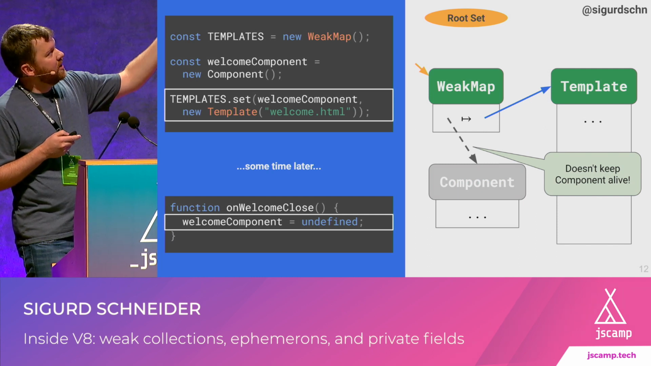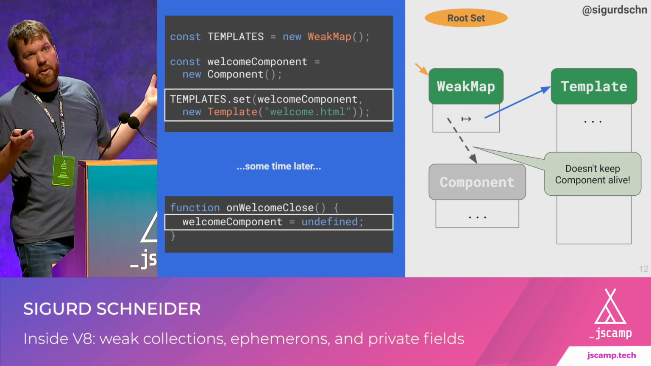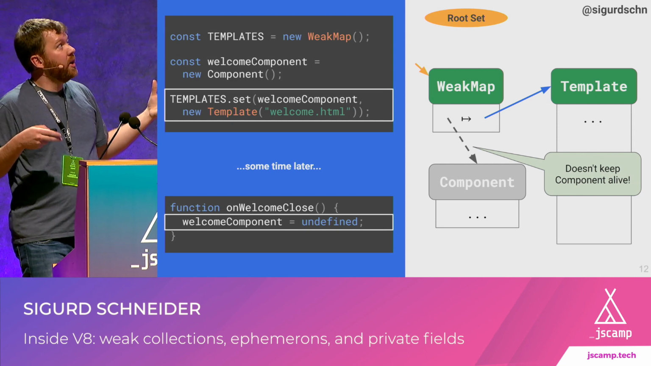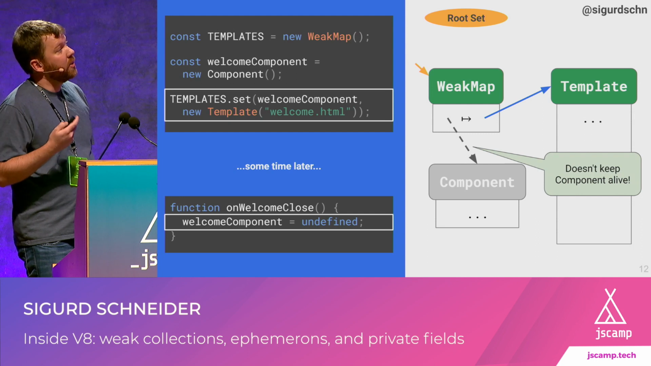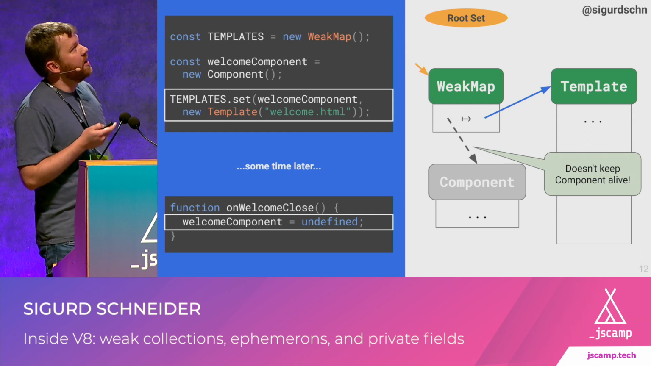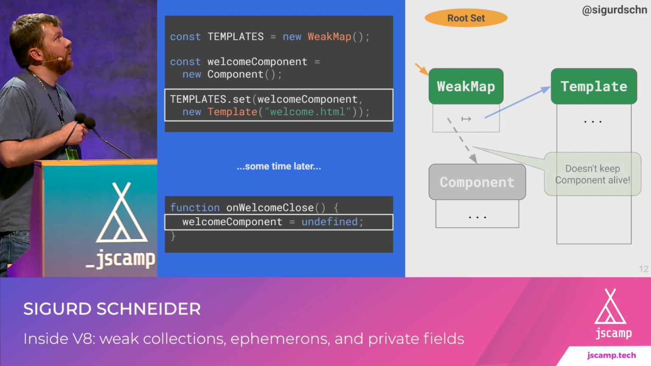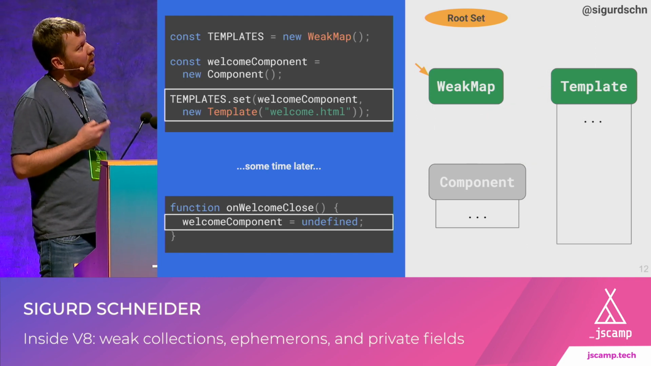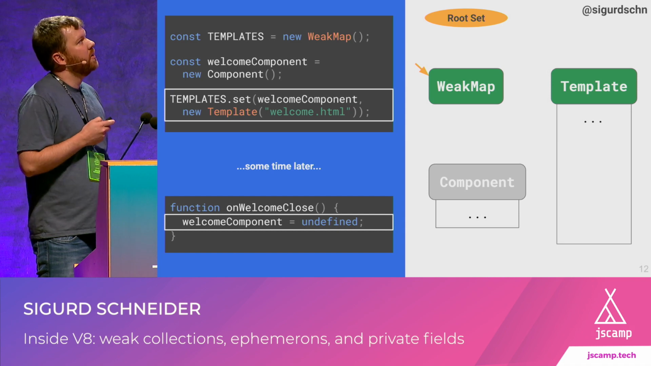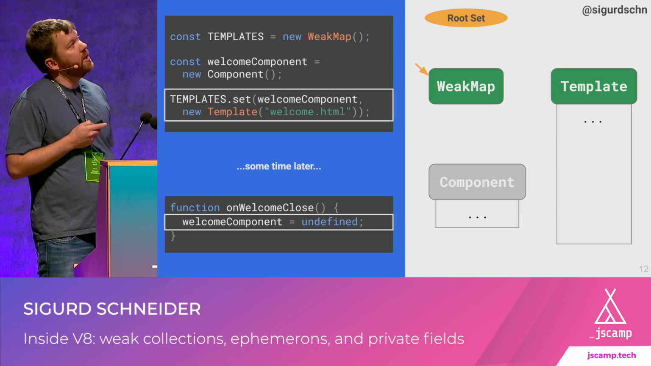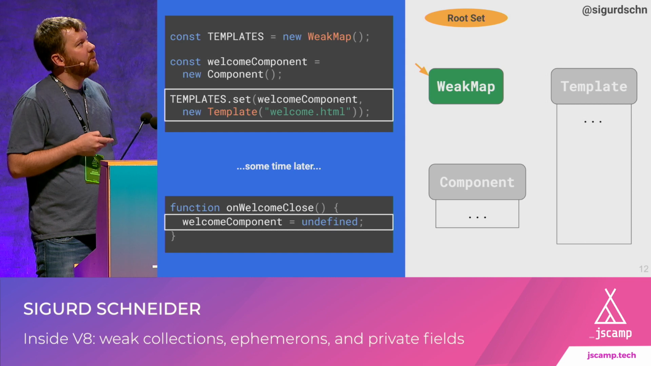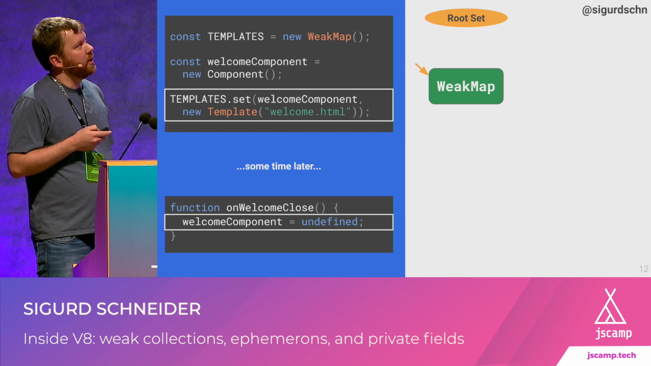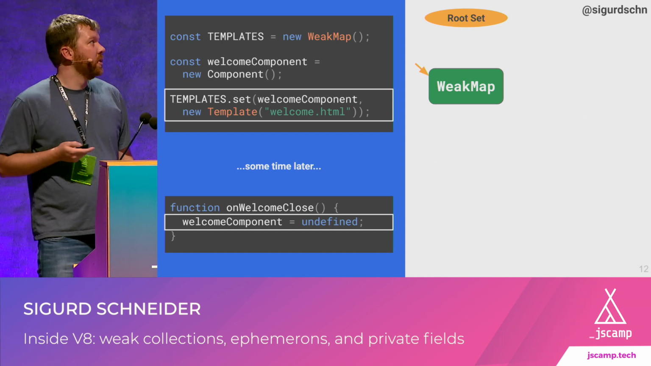But to do this, it needs to do something to the reference. We can't leave a reference to an object in the heap that has been cleaned up. So what the garbage collector will do for us, it will call remove on the weak map, and it will remove the entry. And this will also remove the strong pointer to the template that we had, and the template becomes dead as well, and the garbage collector can clean up both.